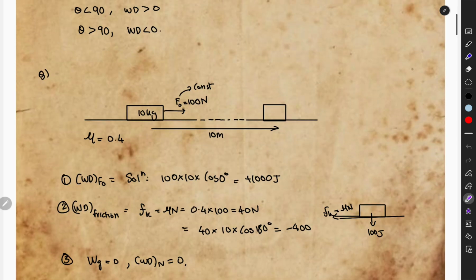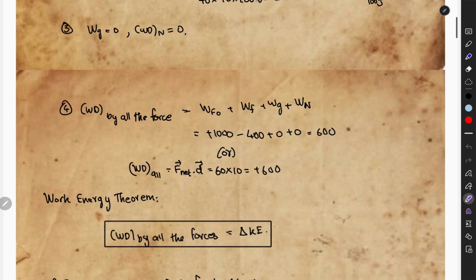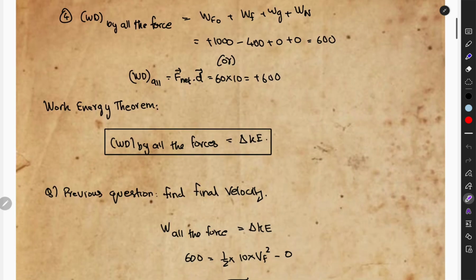So basically here you can see 100 Newton is acting, and frictional force is acting, which is 40 Newton. So F net is on this side, which is 60 Newton. So 60 Newton will be multiplied with 10, so this will be equal to 600 joules of work done.